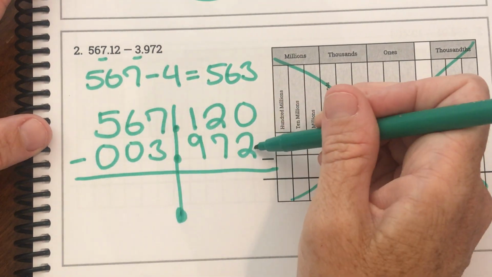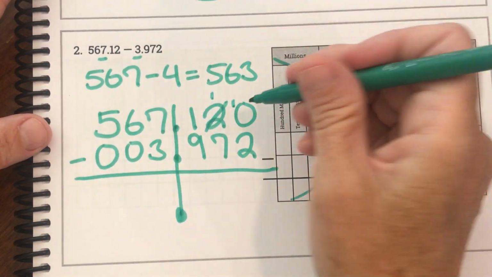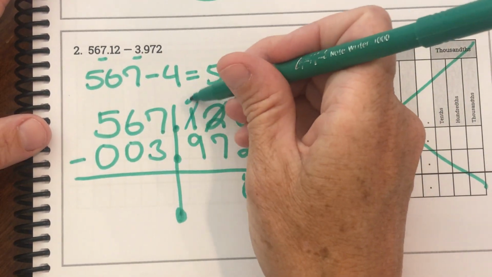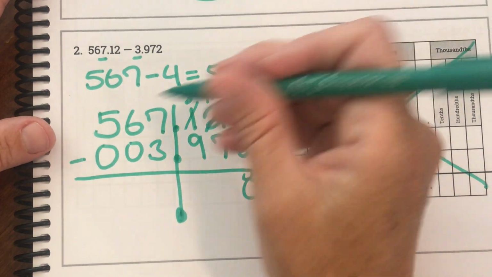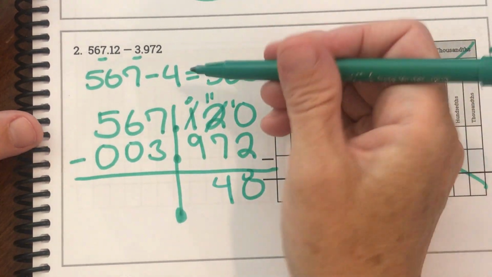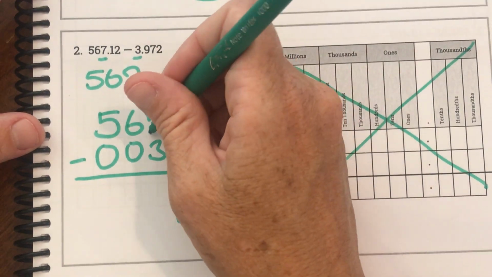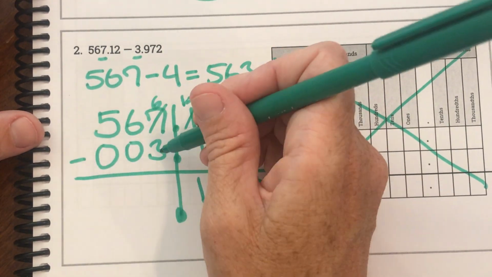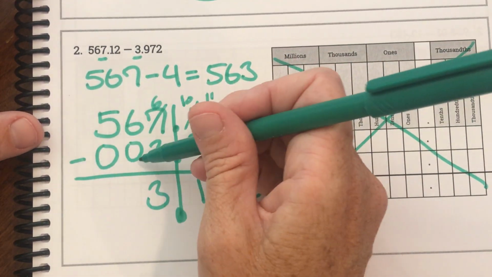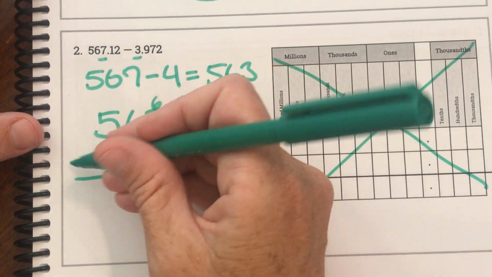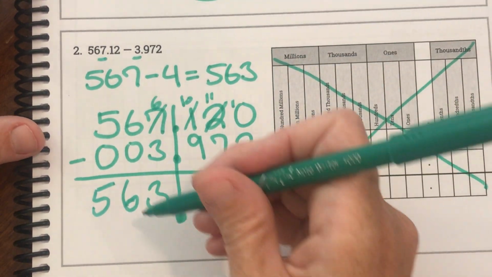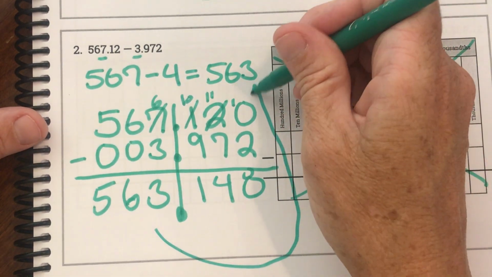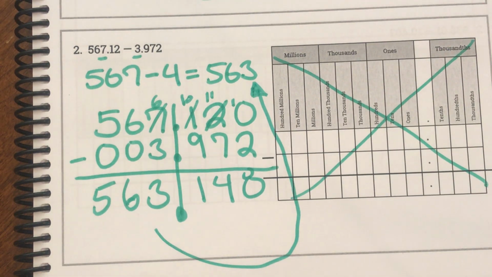So 0 take away 2 is impossible, so let's borrow. 10 take away 2 is 8. 1 take away 7 is impossible, so let's borrow. 11 take away 7 is 4. 0 take away 9 is not possible, so let's borrow. 10 take away 9 is 1. 6 take away 3 is 3. I'm sorry, it's 6, and 5 take away 0 is 5. So our answer is 563 and 148 thousandths, which is very close to our estimate.